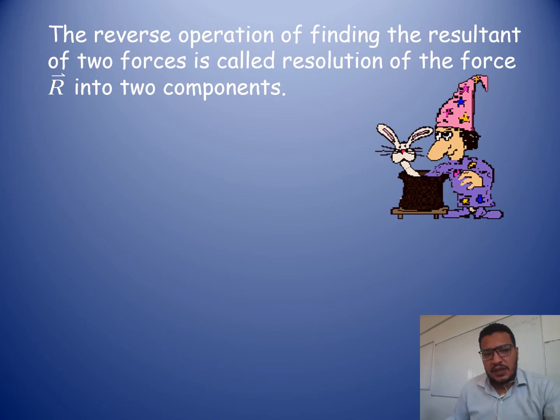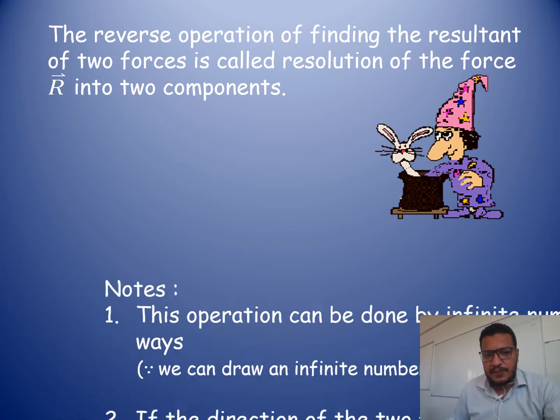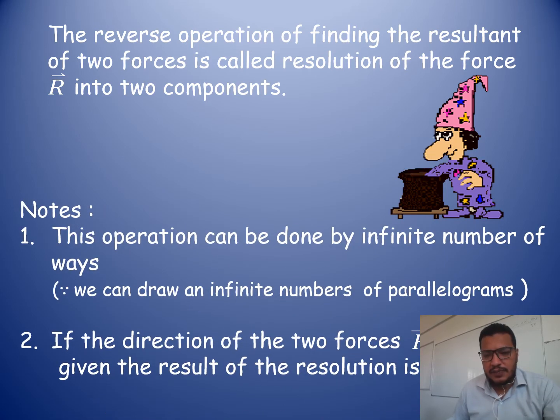First, the reverse operation of finding the resultant of two forces is called the resolution of the force R into components. Notes: this operation can be done in an infinite number of ways. We can draw an infinite number of parallelograms. If the directions of the two forces F1 and F2 are given, the result of the resolution is unique.